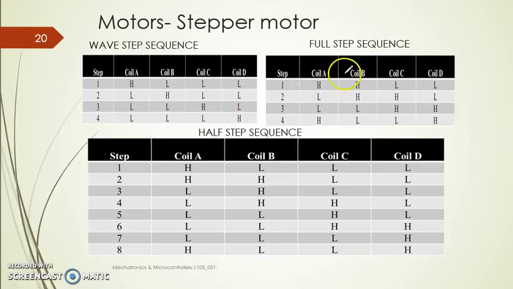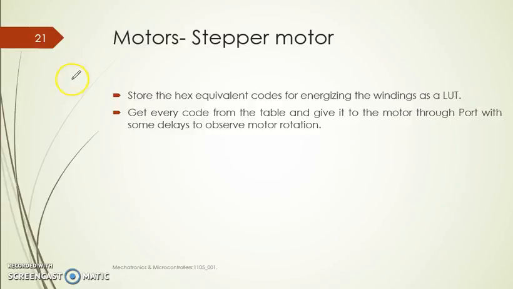In full step sequence, two of the coils, or two of the stators, are energized at a time. Half step sequence is a combination of wave step sequence and full step sequence. So now how do we control the stepper motor when we are interfacing it with 8051?